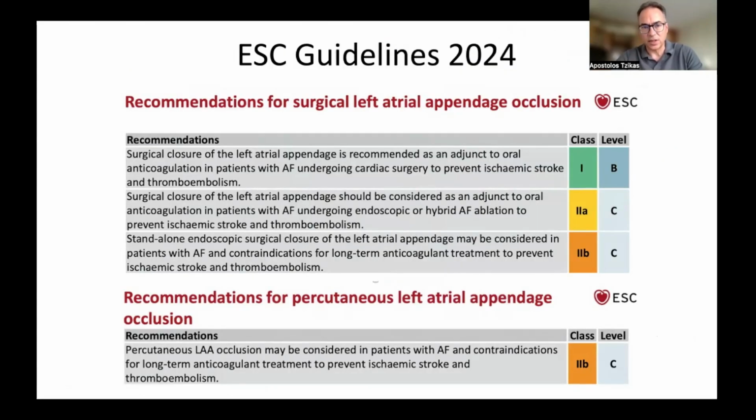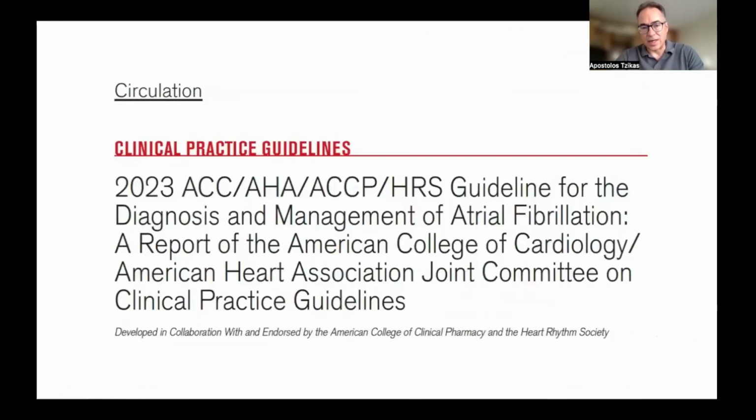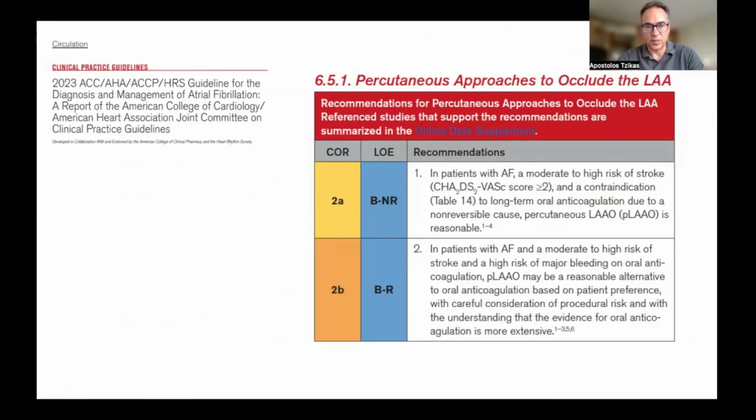What has been very disappointing is that in the ESC guidelines, percutaneous LA closure was still a 2B indication, whereas in the American guidelines, it has increased from a 2B to a 2A indication. And there is a discrepancy between the European and the American guidelines, and this creates quite a lot of confusion. We are trying to solve that.